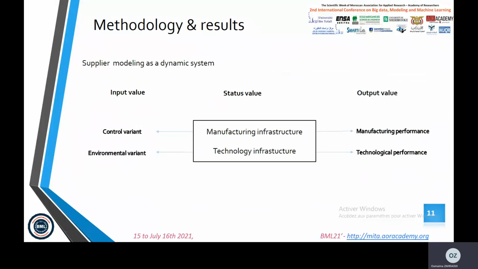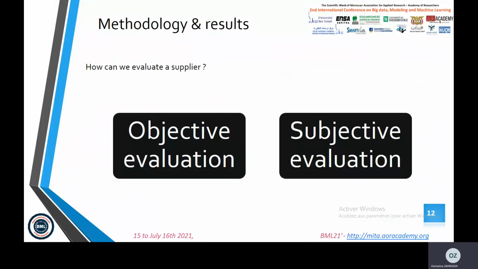So the question is how we evaluate a supplier. The evaluation of suppliers starts with the evaluation of the criteria already mentioned in the selection of suppliers. For the objective method, the objective assessment is based on the data previously gathered in order to choose the most appropriate provider. It is based on fact. It is not reviewable.